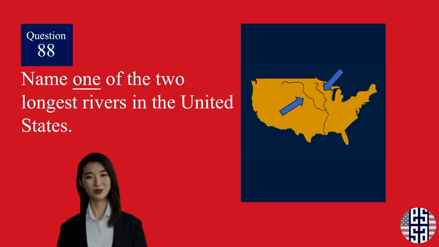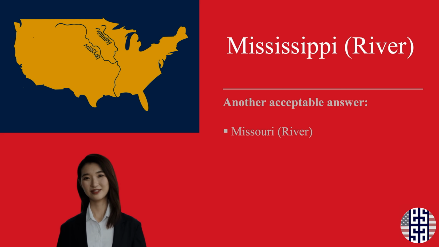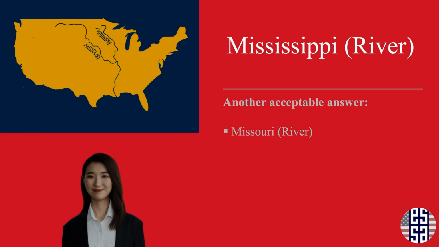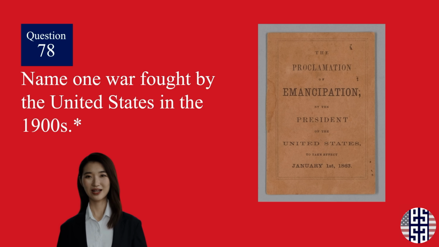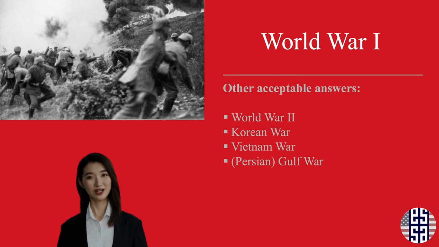Name one of the 2 longest rivers in the United States. The Mississippi River. Another acceptable answer is the Missouri River. But we feel it is easiest just to remember Mississippi. Name one war fought by the United States in the 1900s. World War I. There are a number of other acceptable answers, including World War II, the Korean War, the Vietnam War, and the Gulf War. But we feel it is easiest just to remember World War I.